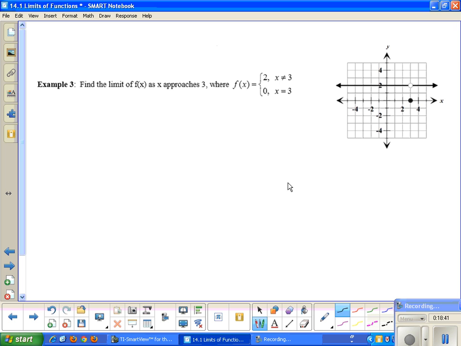So let's find the limit as x approaches 3 for this piecewise defined function that we have. For this piecewise defined function, the first one is just 2. Remember, that really means you have y equals 2 for values of x not equal to 3, and the second one says y equals 0 only for values of x equal to 3. And this is what your graph would look like. So let's do that in our graphing calculator.